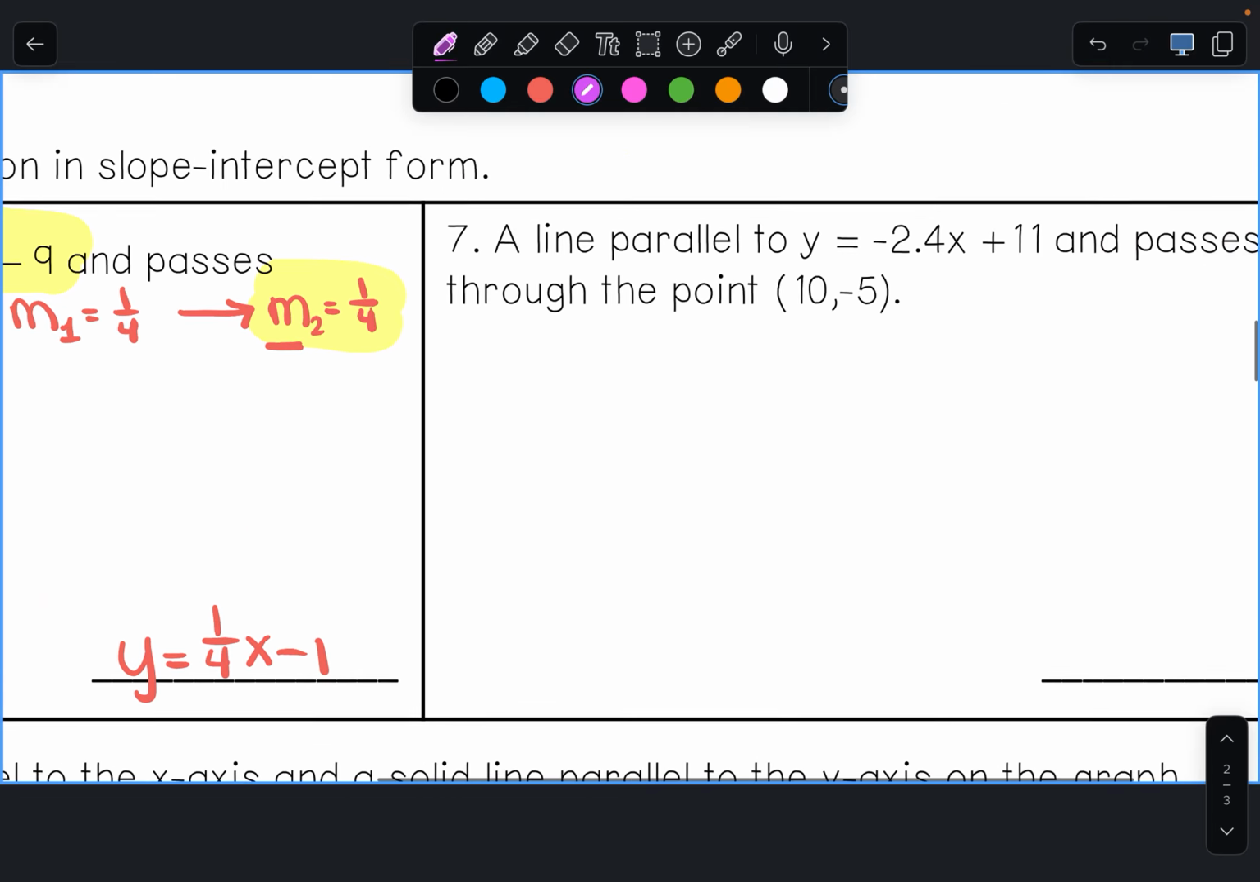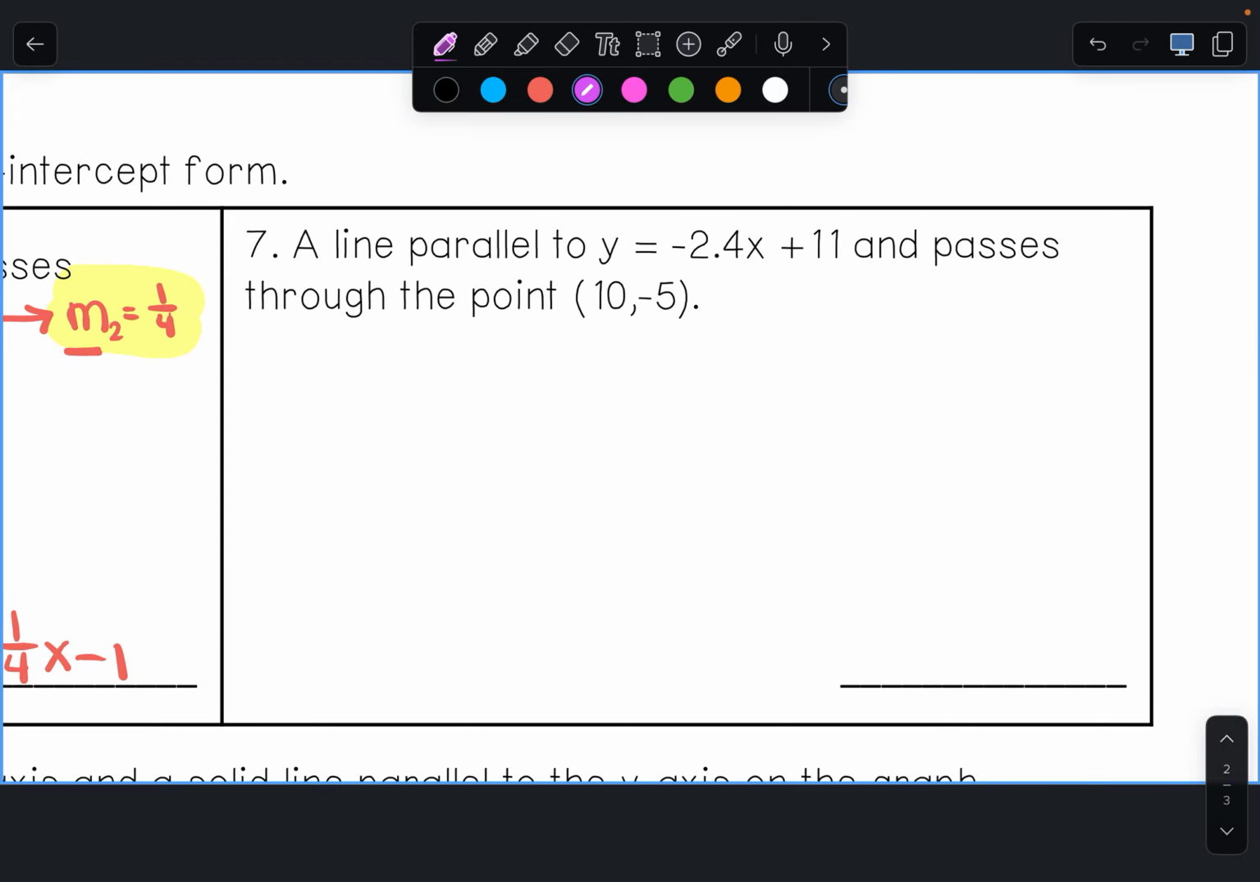Number 7. We want a line that's parallel to that equation and is going through that point. Okay? So first thing, why did they give us the equation? Because we need what from it? We need the slope. So the slope of the first line is -2.4, and that means that the slope of a line parallel to it will be -2.4, because parallel lines have the same slope.